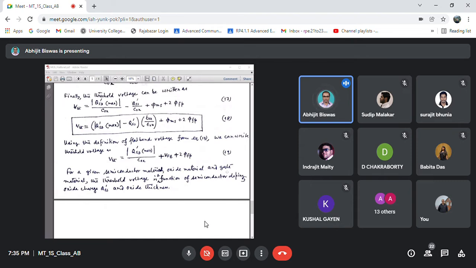So within this expression, you need to think carefully. What are the parameters, means geometrical and material parameters, which influence the value of threshold voltage. So if you were asked, how can you set or adjust the threshold voltage of MOSFET? How can you do it?